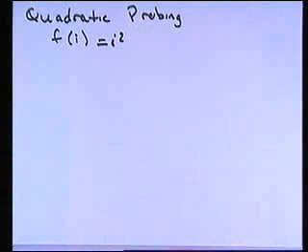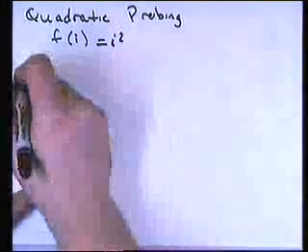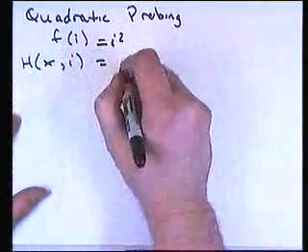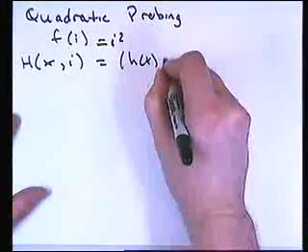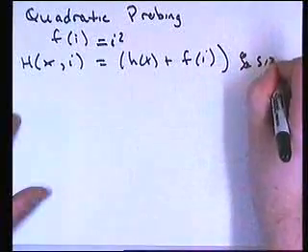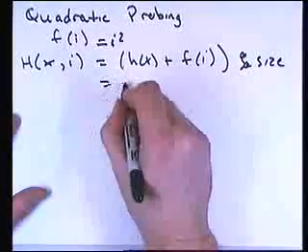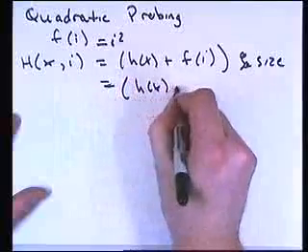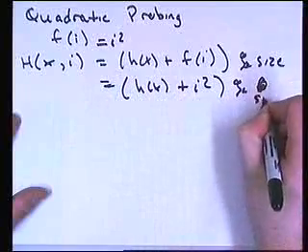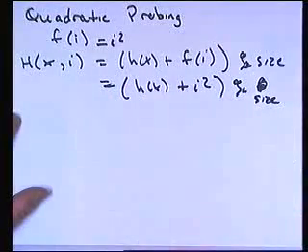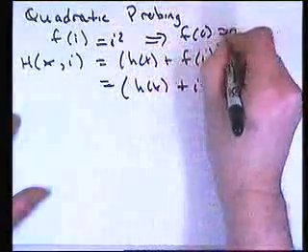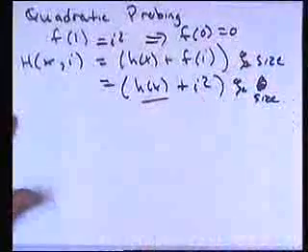In other words, our probing function is quadratic. So when we have our overall attempt here, we say x comma i equals h of x plus f of i, the whole thing mod the table size. What we're really saying is that's going to equal h of x plus i squared, the entire thing mod the table size. Now notice as before, f of 0 equals 0. That's what we want. So the first probe will actually be to the hash spot.